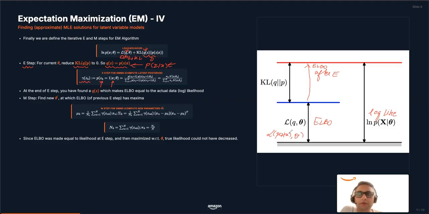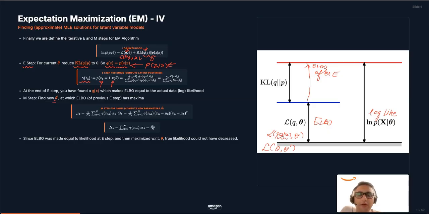comma theta. A lot of times this is also written as theta, theta dash, or something like that, so that becomes confusing. This p of z given x is a function of the current thetas. After the E step, you get the new theta. The idea is that the KL divergence has been reduced to zero so that your ELBO becomes equal to the log likelihood. And now you find the new theta dash.